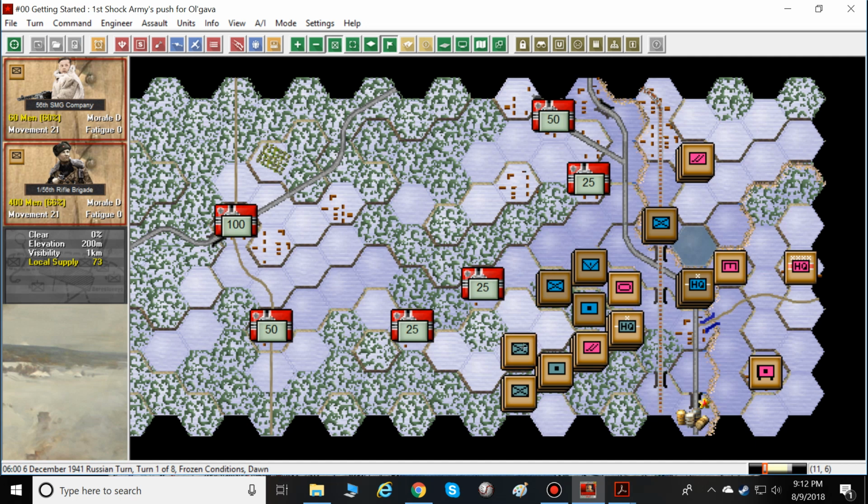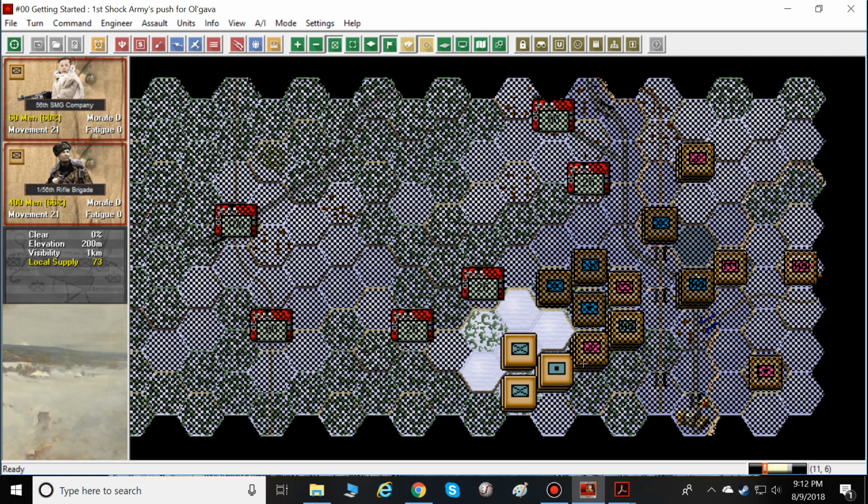And I'm going to select these units over here. And we're going to look and say, okay, we can move into this clear hex. In fact, we could turn on the reachable hexes. You can see we only move one hex. Because of the frozen conditions, we're getting a 200% penalty to our movement points when we move our infantry units.